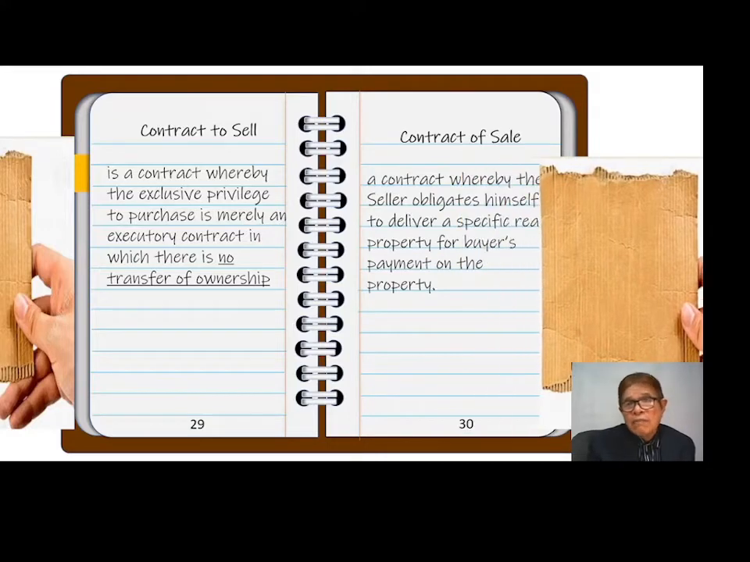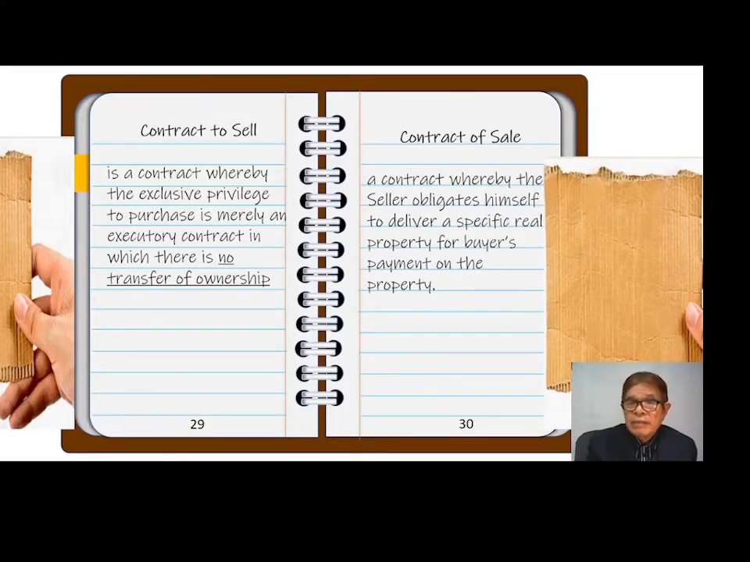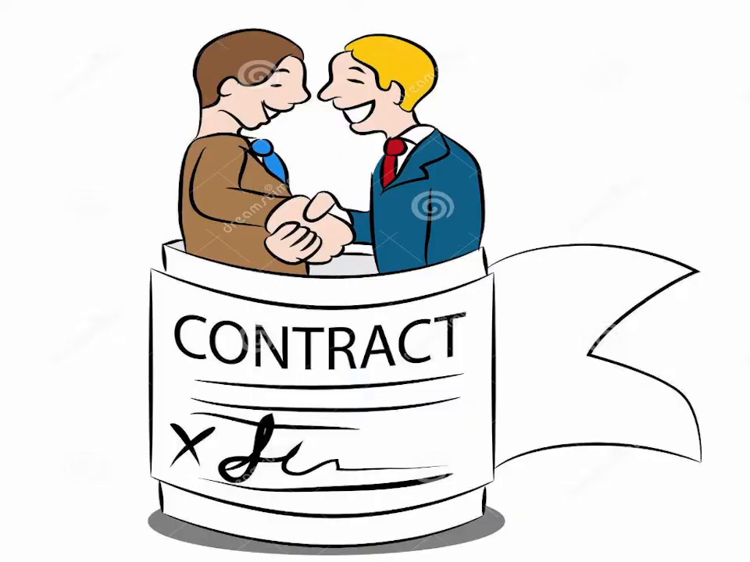The contract of sale, on the other hand, is a contract whereby the seller obligates himself to deliver a specific real property for the buyer's payment on the property. So there is already a transfer of ownership, and sellers cannot back out without legal consequences.